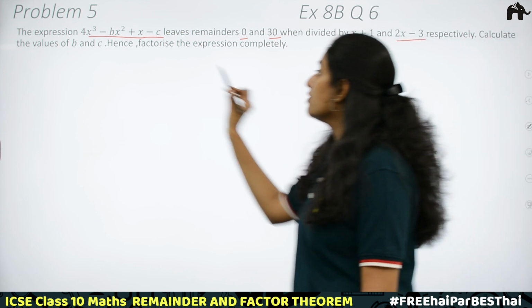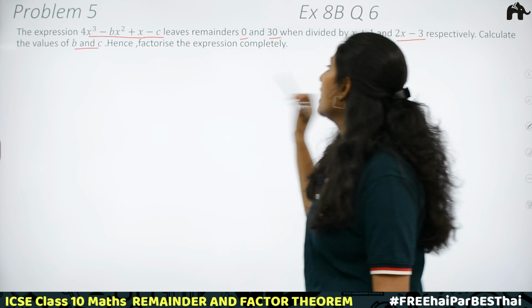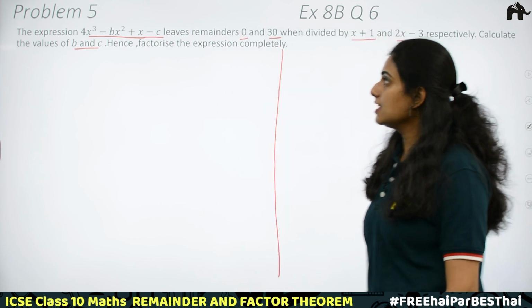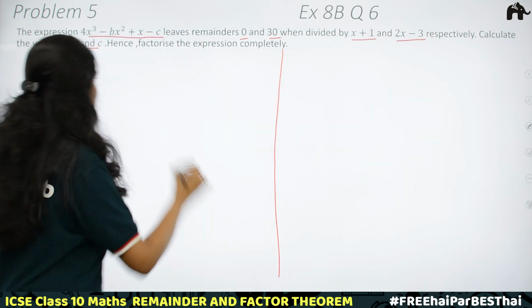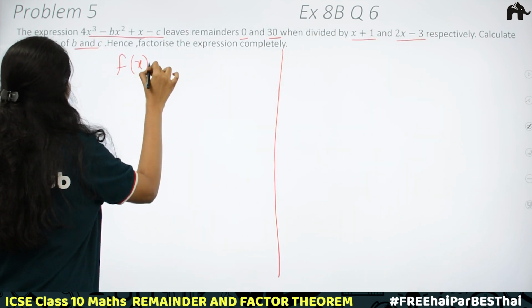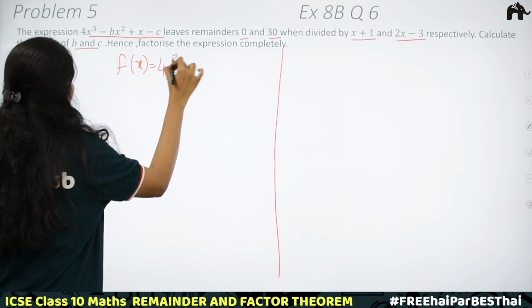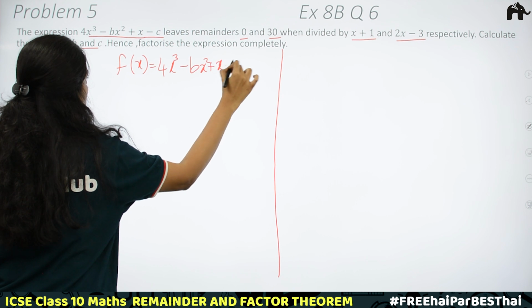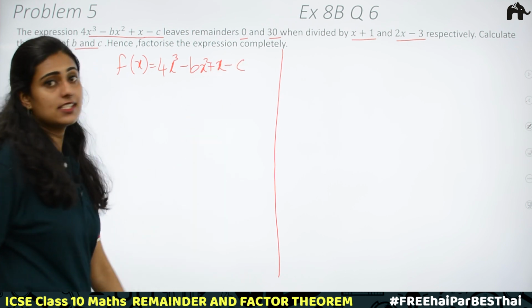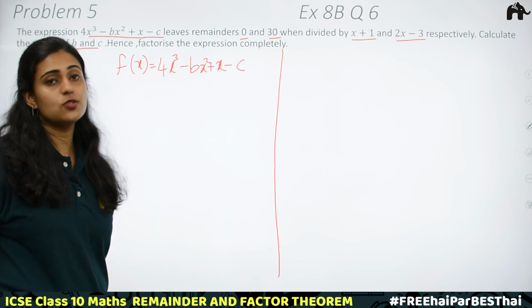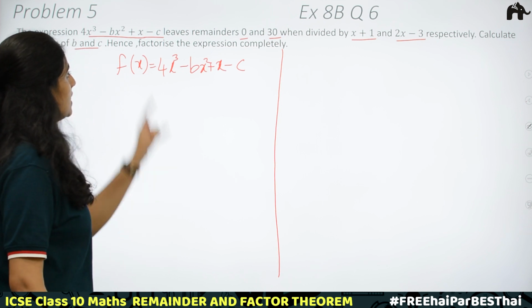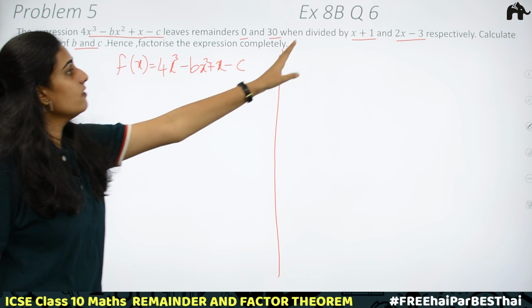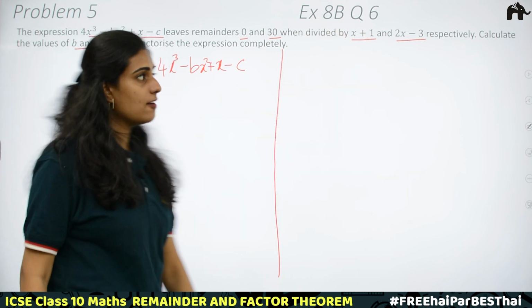Calculate the values of b and c, hence factorize the expression completely. Okay, here the expression is f of x is equal to 4x cube minus bx square plus x minus c. Here we have b and c in the expression and we need to find the values of b and c first. It is given that the expression leaves remainder 0 when divided by x plus 1.